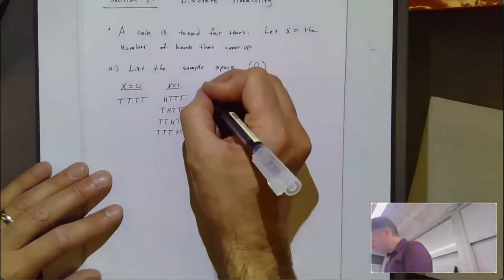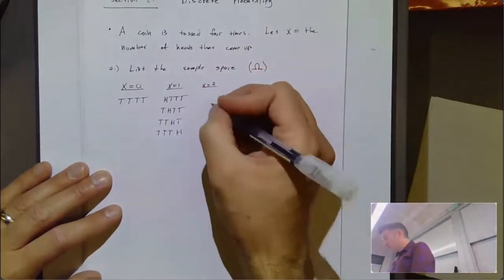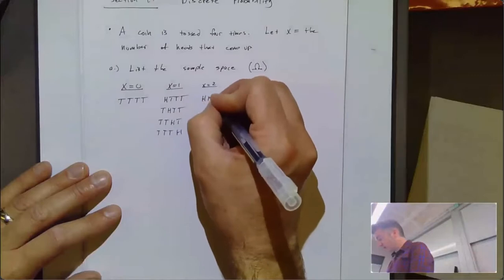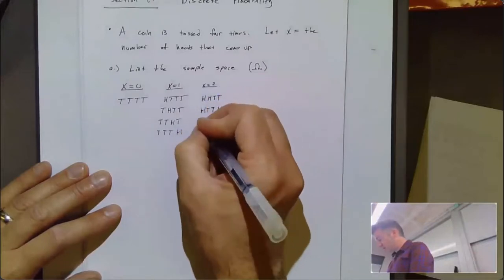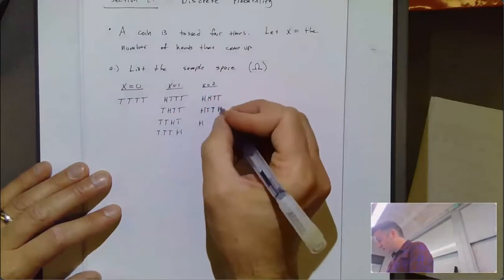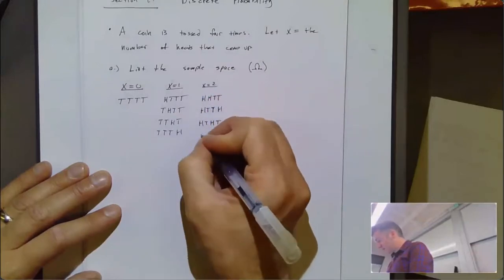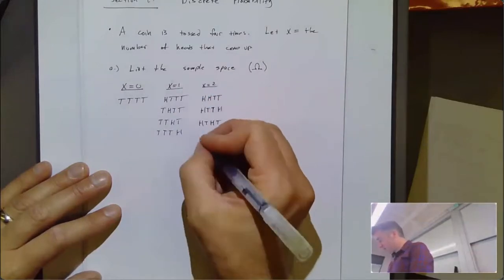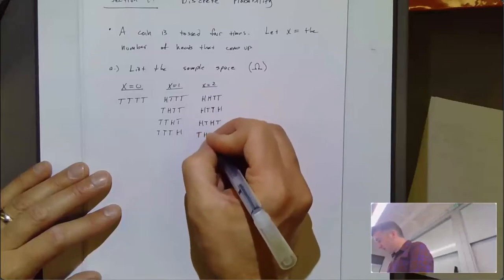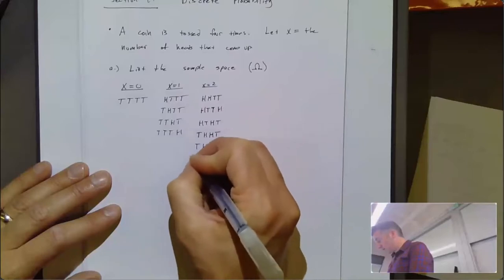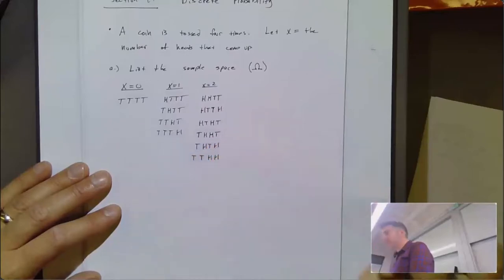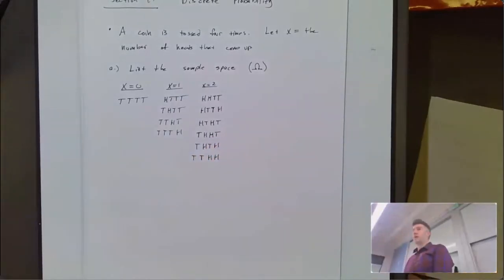Or we could get 2 heads. I think you see where this is going. I could do heads, heads, tails, tails, or heads, tails, tails, heads, or heads, tails, heads, tails, and that's all the ways heads can be first. Then I have tails, heads, heads, tails, or tails, heads, tails, heads, or tails, tails, heads, heads. And those are all the ways you can get 2 heads.